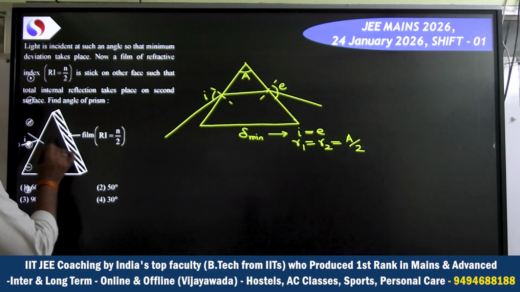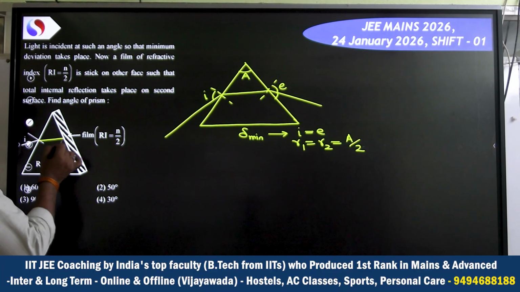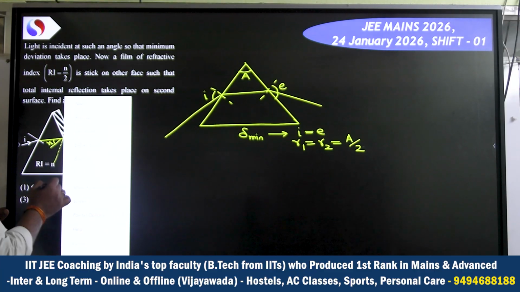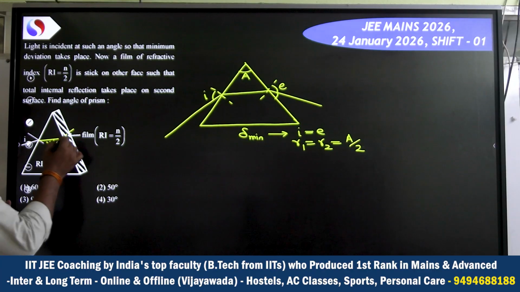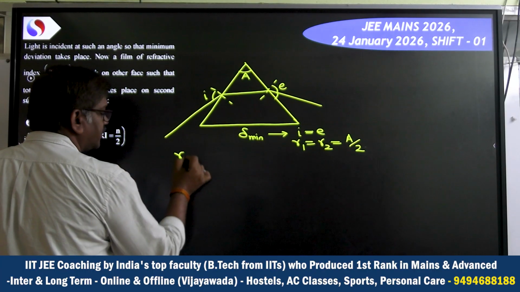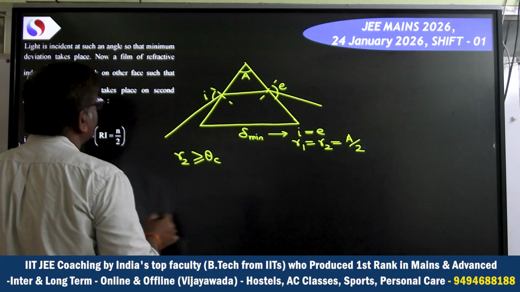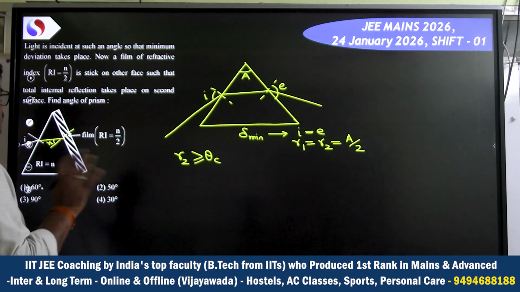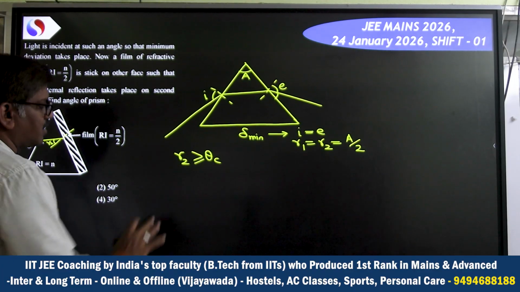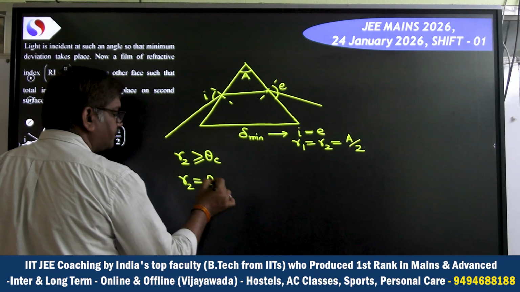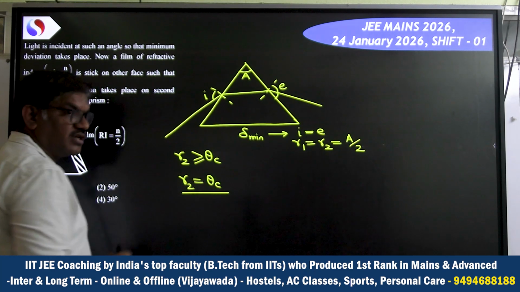That means this ray will be striking at R2 and it is going for the TIR. If it is going for TIR, clearly this R2 becomes greater than or equal to theta c. I think this is memory based, so some information is missing. They are talking about the limiting condition. That means this R2 is equal to theta c.